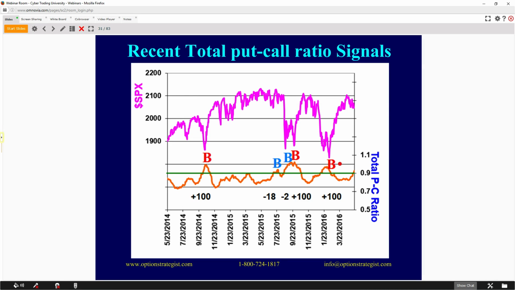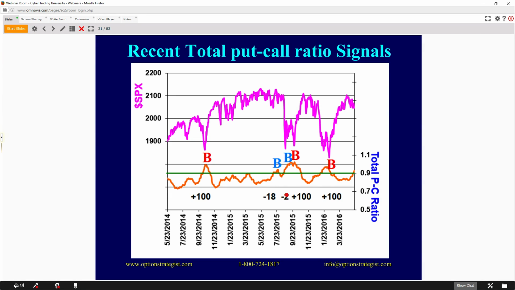So these are the last 5 signals going back for the last 2 years. We had a 100-point rise there in late 2014 after the October bottom. We had a false attempt at one here in mid 2015, another false one in August, and then finally October 2015, a true one. These two were fairly small.